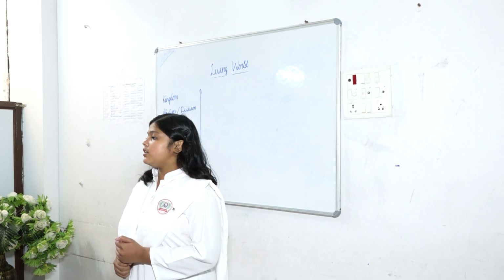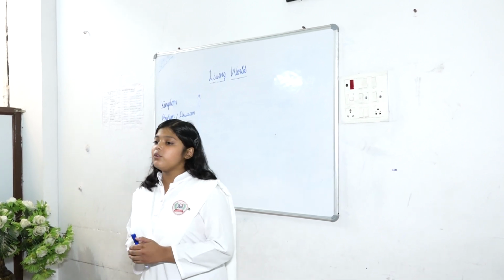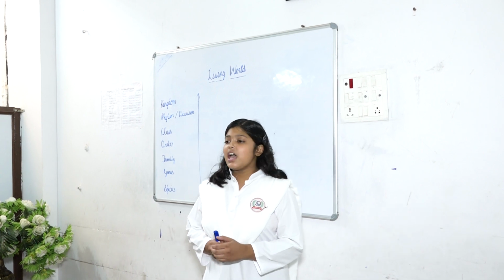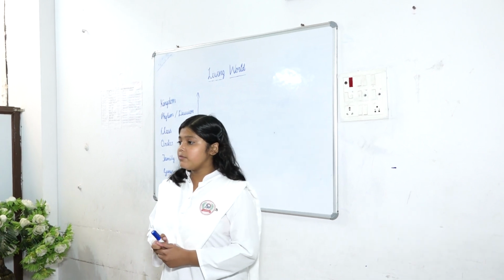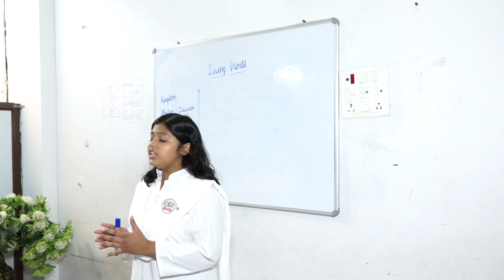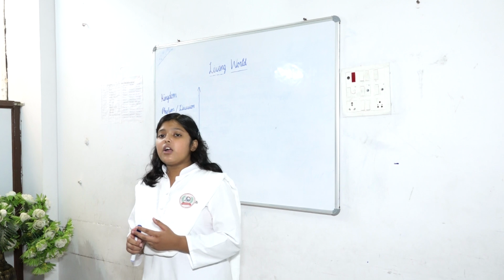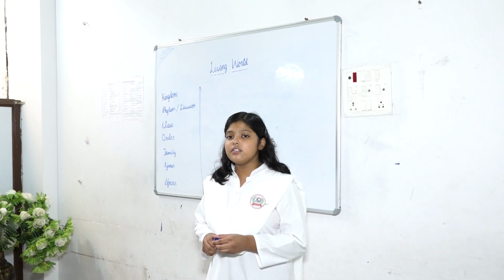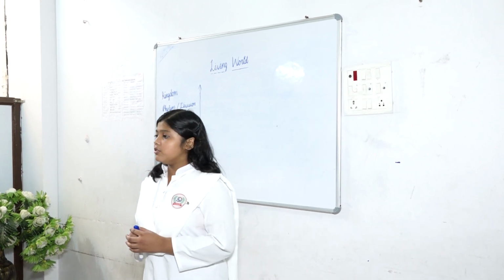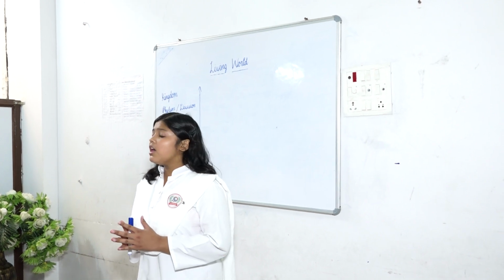Today, I've got the opportunity to revise a chapter, that is, The Living World. Before starting my chapter, I would like to say something about biology. Biology is a part of science in which we study the living things. It has two branches, botany and zoology. In botany, we study plants, and in zoology, we study animals. But in both, one thing is common: both plants and animals are living.